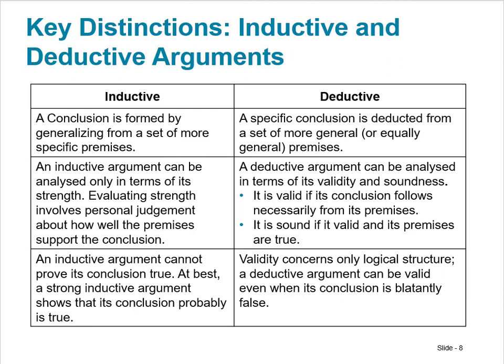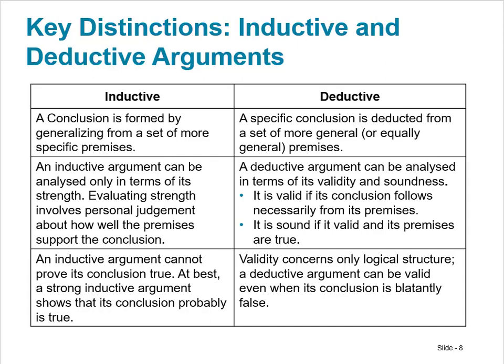So here's where we can put them in a table and look at the key differences between the two, so it'll help you identify which is which. In inductive reasoning, a conclusion is formed by generalizing from a set of specific premises, whereas in deductive reasoning, a specific conclusion is deduced from a set of more general or equally general premises. So in deductive reasoning, we go from the general down to the specific, and in inductive, we go from specific out to the general. They're kind of polar opposites.